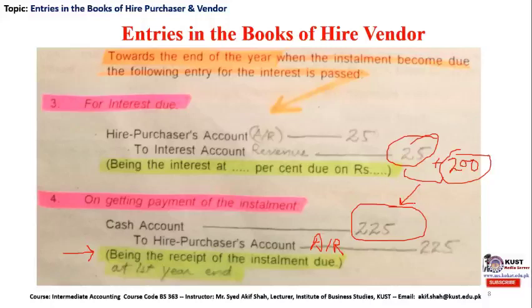So this is how, in the hire purchase agreement, which is based on installment buying and selling of goods on an installment basis along with a certain interest rate, the accounting entries are recorded in the books of hire purchaser as well as in the books of hire vendor. So we have learned how these are recorded.